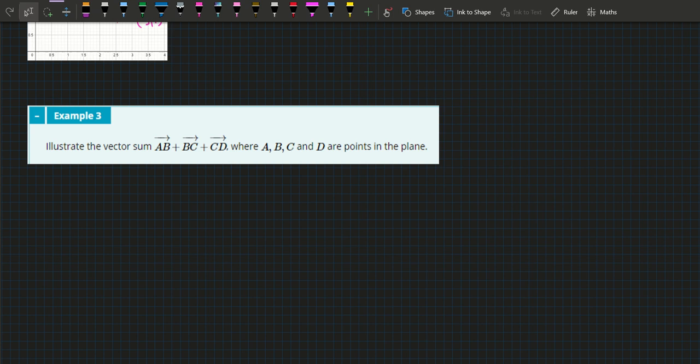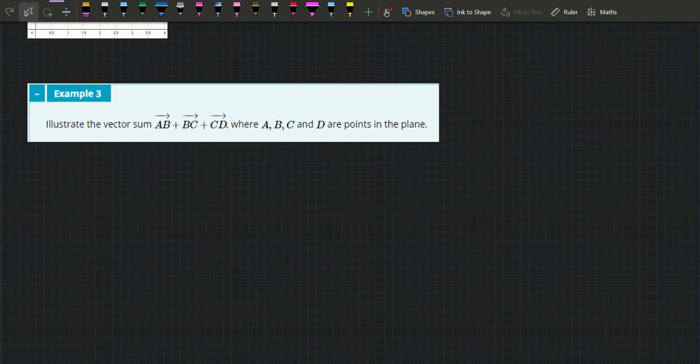We're asked to illustrate the vector sum here of these vectors. It should be obvious that the last one here is B and the first one is B, the last one is C and the first one is C, so to speak. So these are all going to connect.